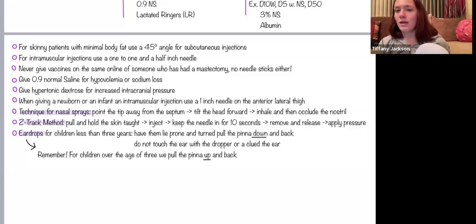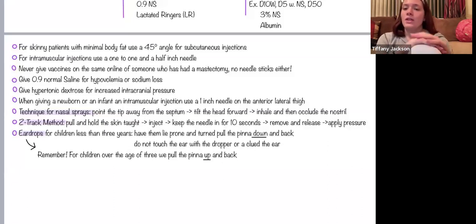The Z-track method is used for IM injections. We essentially pull and hold the skin taut. We inject the needle at a 90-degree angle. Then after we fully push whatever medication is in that, we keep the needle in for 10 seconds. Then we remove the needle, and then we release our hand that was pulling the skin taut. And we're going to apply some pressure.